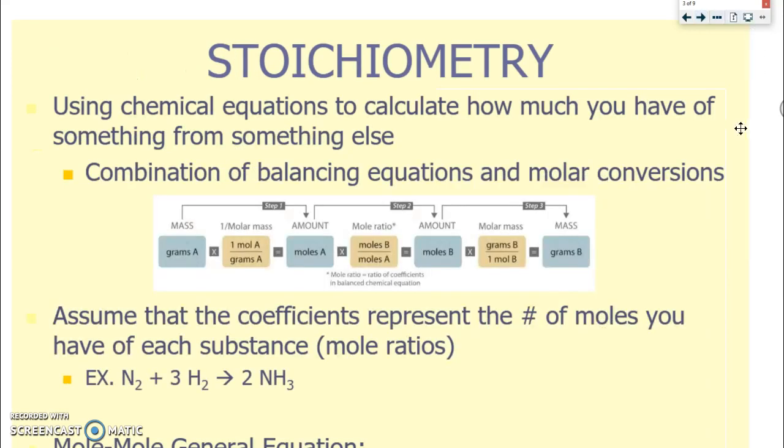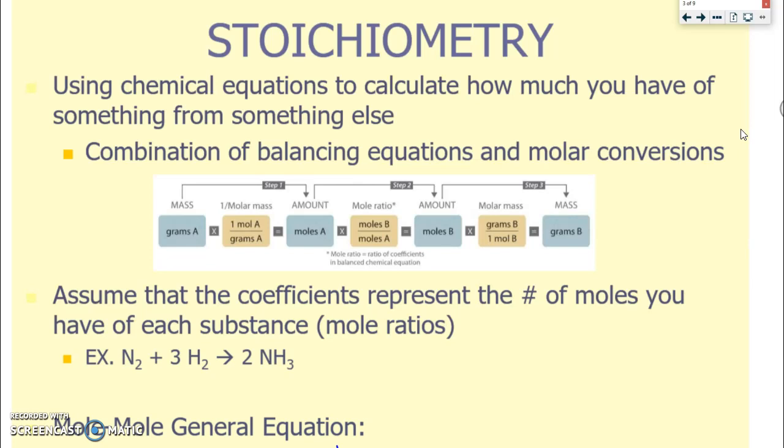Let's discuss what stoichiometry is. Stoichiometry is using chemical equations to calculate how much you have of something from something else. A lot of times you're going to be given a reactant and asked, how much product can you make? We're going to use our balanced equation knowledge and combine those balanced equations with molar conversion. So really taking everything we've learned within this particular PowerPoint, within this particular topic, and putting it together.